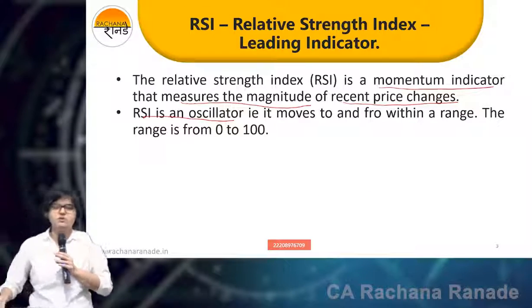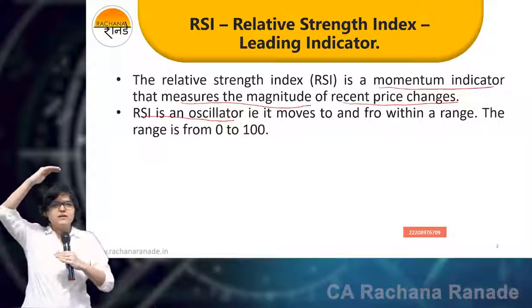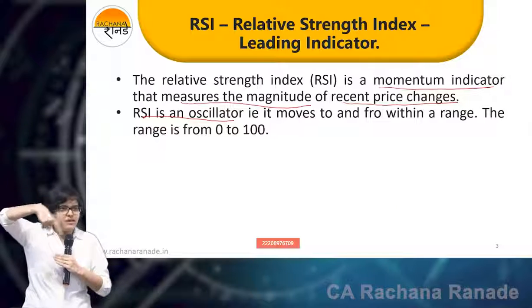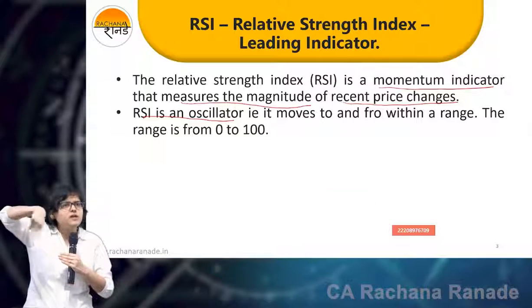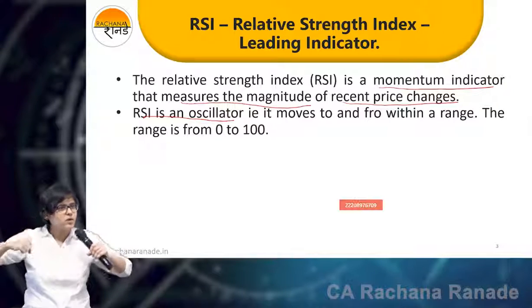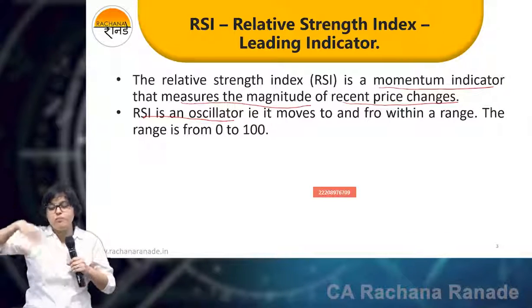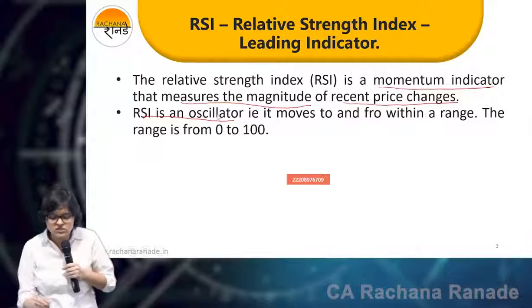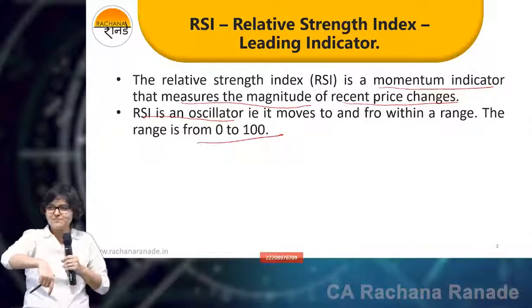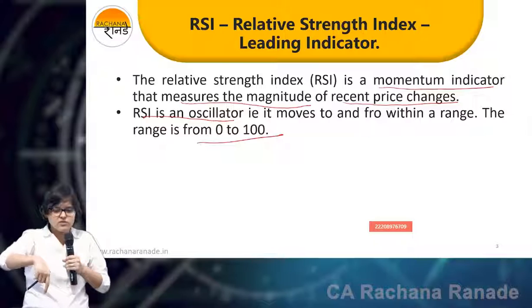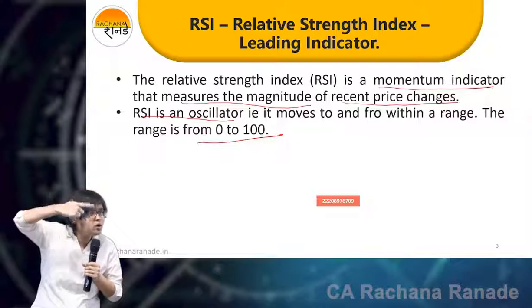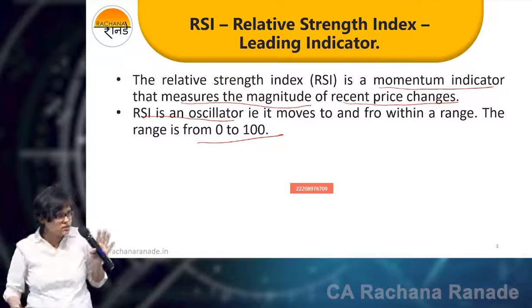Now this is again a tough word: oscillator. Everyone has seen that pendulum clock? Like this. What is that? Oscillator. It oscillates, it moves. A swing is also an oscillator. So it's going to oscillate, it's going to move. Between what and what is the question? The range is 0 to 100. Here there is a range. For MACD there is no range. So RSI is going to oscillate between 0 and 100. Is this okay?